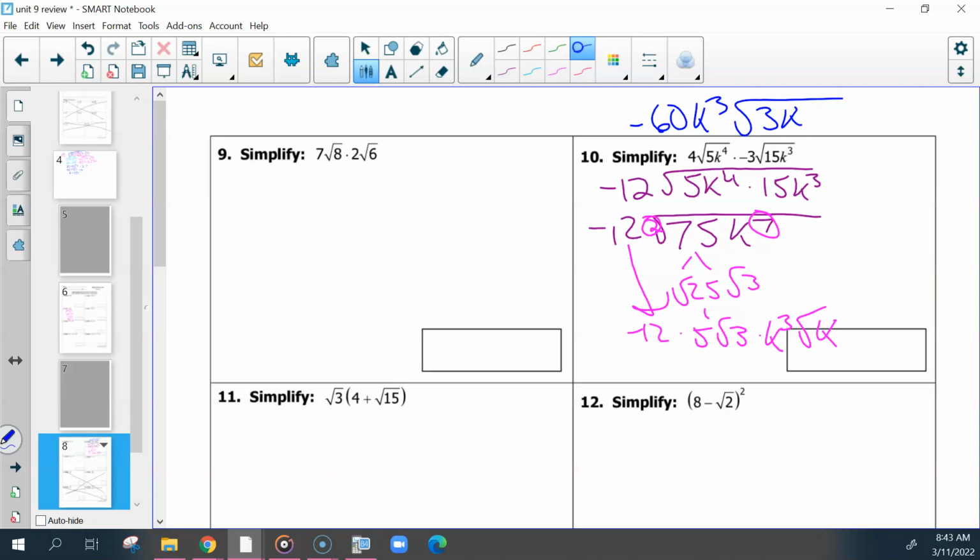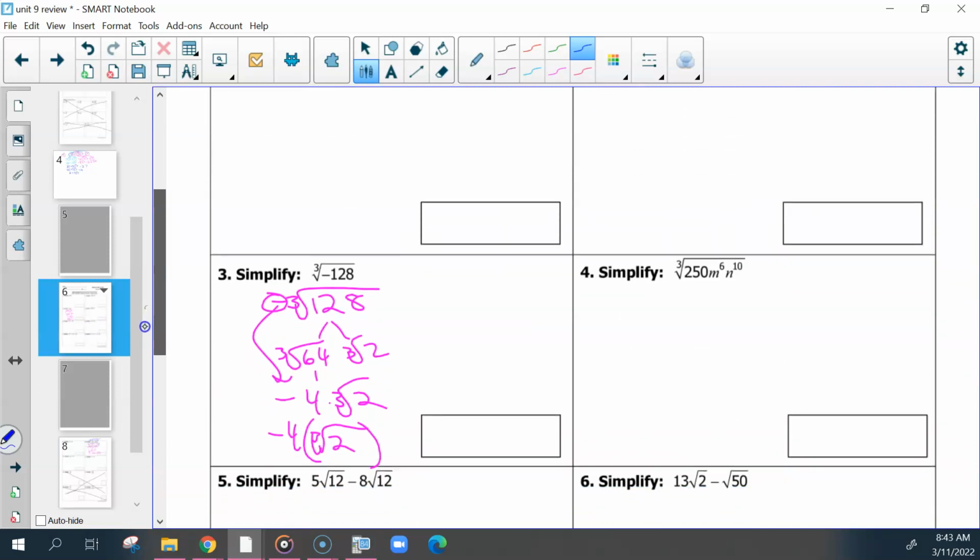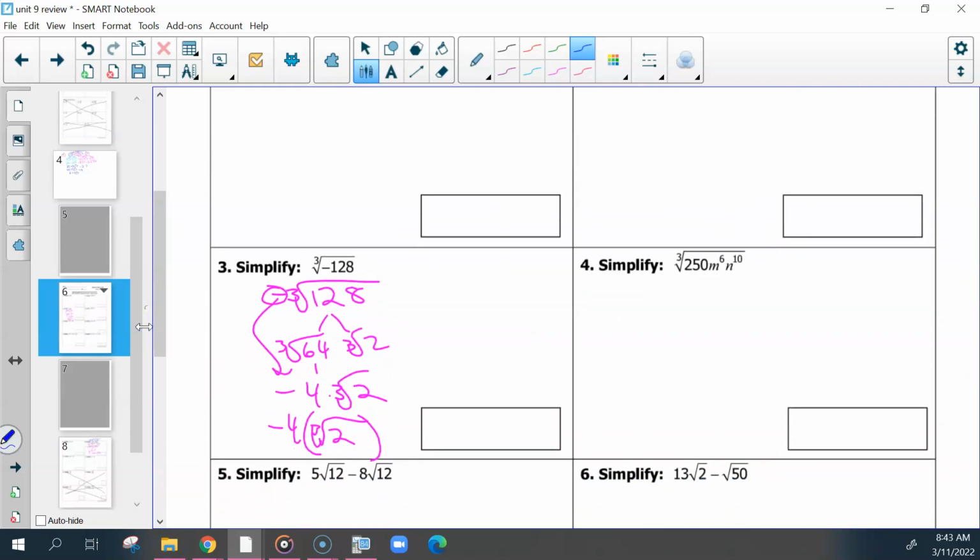Other last minute questions? Naima. On this page. On the second page. This one? Yeah.